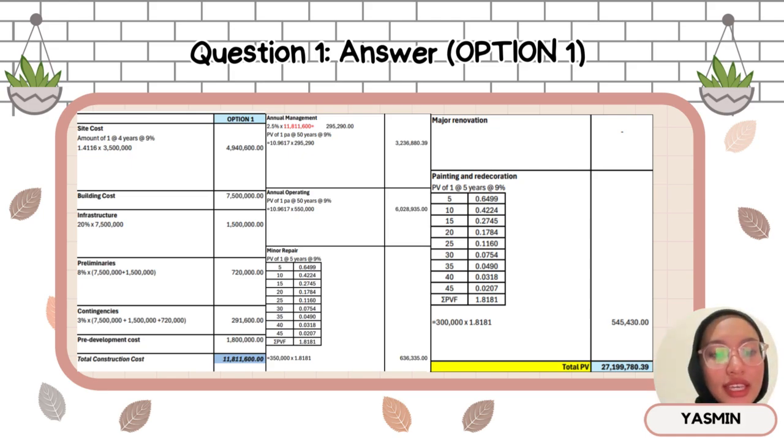Now, the painting and redecoration is also carried out every 5 years, so it will be the same as minor repairs, and then we multiply it with 300,000, and we will get 545,430. Now, for the total PV of option 1, it will be 27,199,780 and 39 cents.